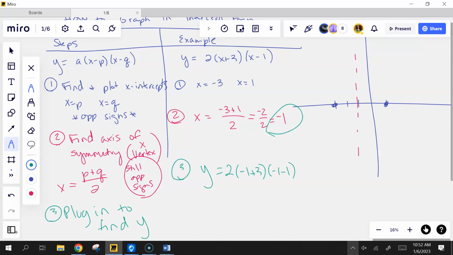Oh, yep. Parentheses first. 2, -2. What do you get? What's 2 times 2 times -2? There you go.